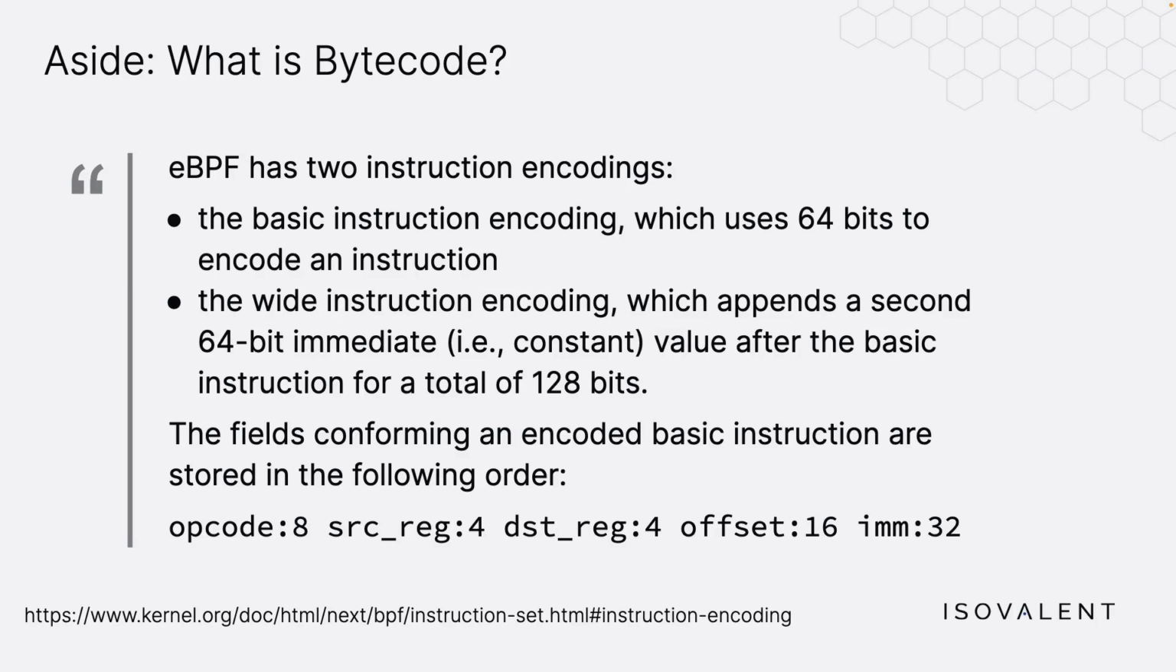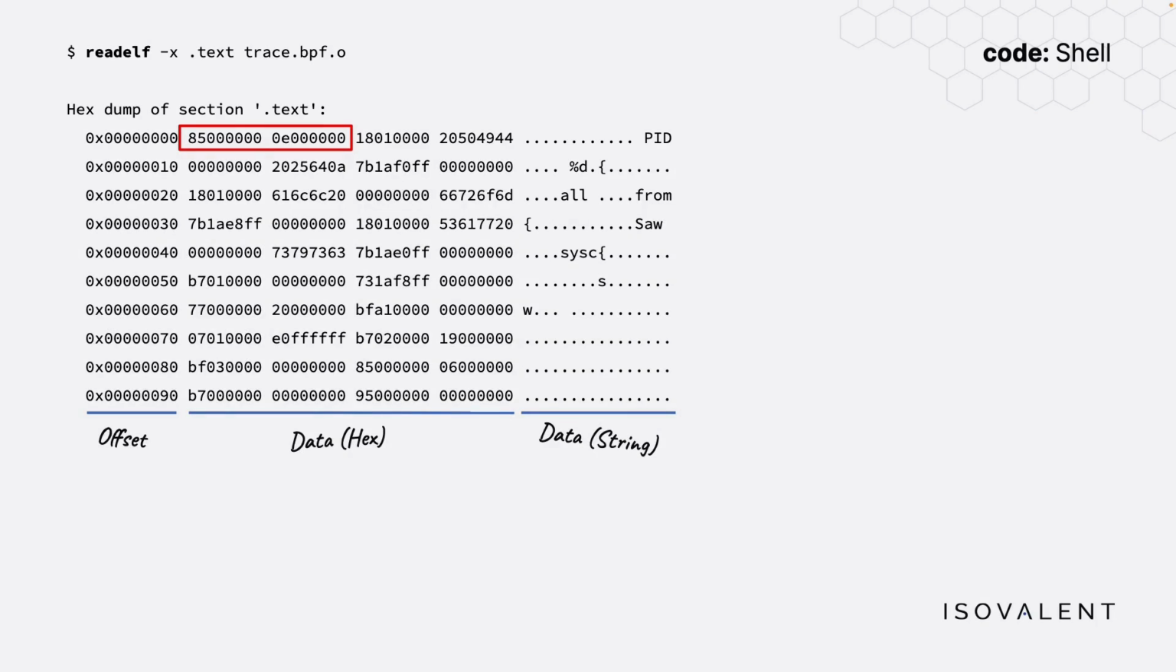As a complete aside, what actually is this bytecode other than the strings? What is the rest of this stuff? Well, let's talk about instruction encodings. eBPF has two of them. There's the basic one, which is 64 bits long, and then there's a wide one where you have a second 64 bits called an immediate value afterwards. The instructions are encoded with an opcode, source and destination registers, some offset, and an immediate value.